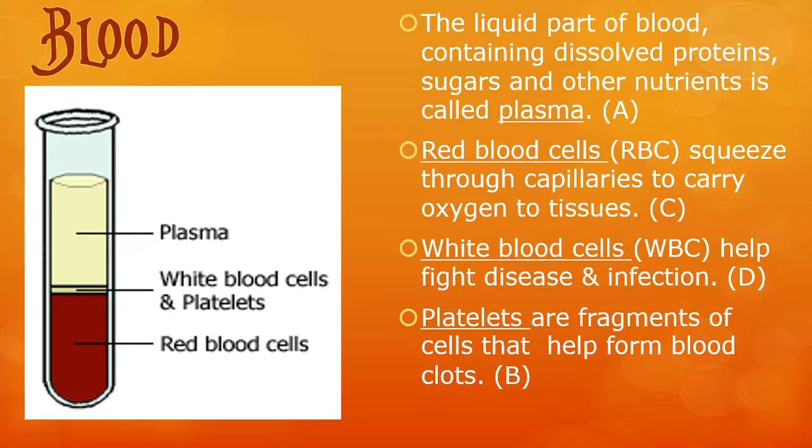All right, so then the solid portions, down at the bottom we have the red blood cells. Notice it's stated RBC. So RBC stands for red blood cell, and we're going to see how they're shaped in a minute. Their job is to carry oxygen to the tissues. And then our white blood cells are to help fight disease and infection.